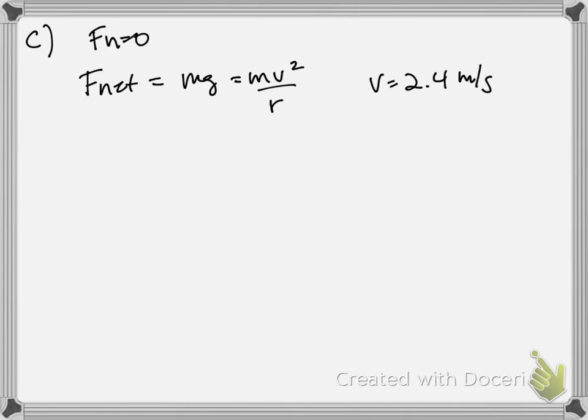which is 2.4 meters per second. So 1 point for a correct equation that can be solved for speed, somehow equating the weight of that block to mv squared over r. 1 point for the correct answer, and that's part C.